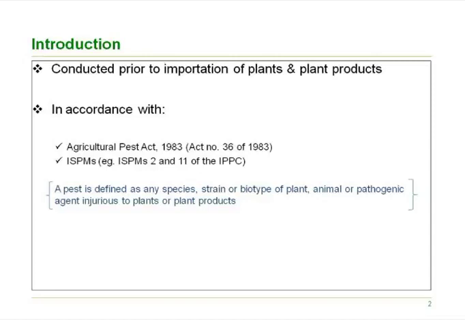Also, we do it in accordance with the relevant international standards, called the International Standards for Phytosanitary Measures, specifically ISPM number 2 and number 3 of the International Plant Protection Convention, which is a standard setting body for plant health matters as recognized by the World Trade Organization Agreement on the Application of Sanitary and Phytosanitary Measures. This IPPC provided us with a definition of a pest, wherein it is defined as any species, strain, or biotype of plant, animal, or pathogenic agent which is injurious to plants or plant products.